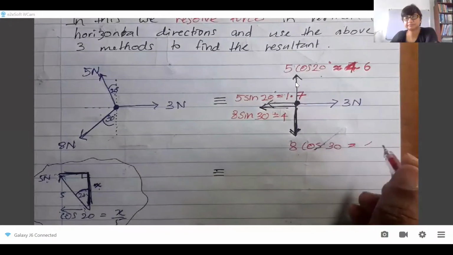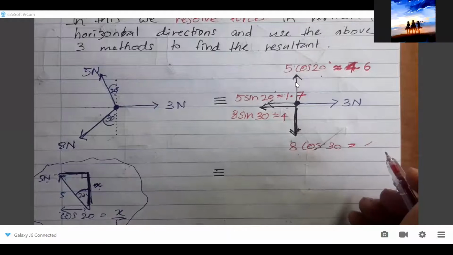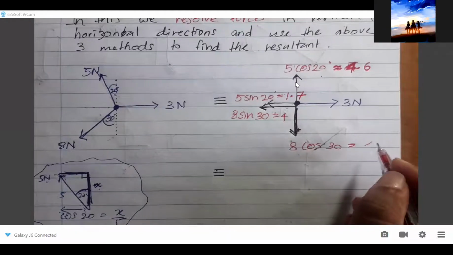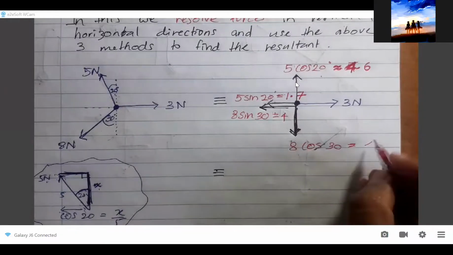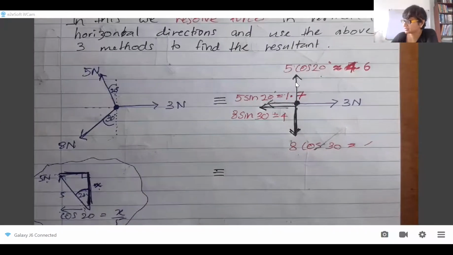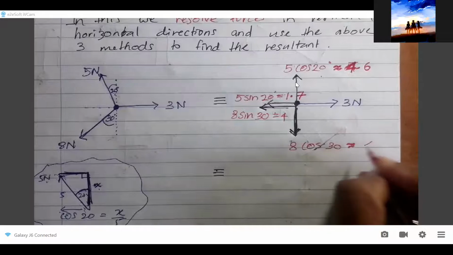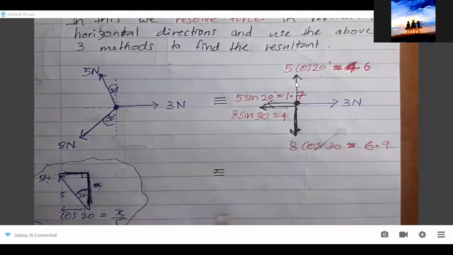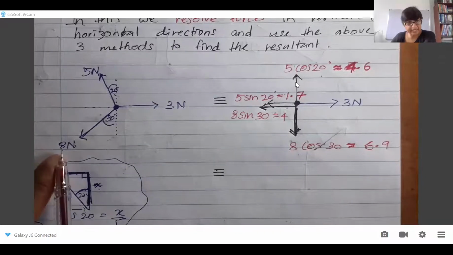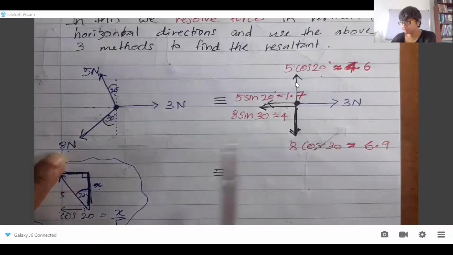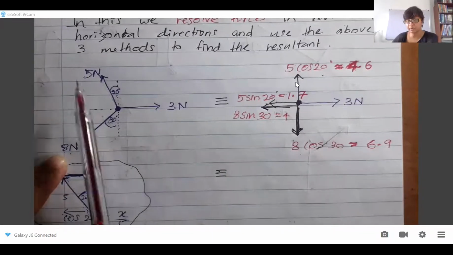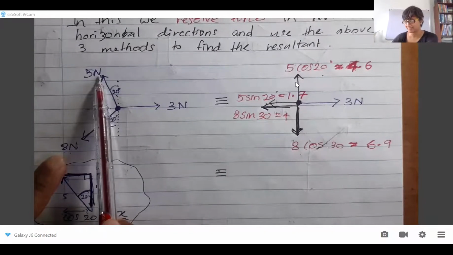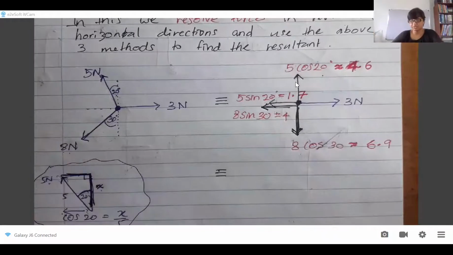Okay. What is this? 8 cos 30. That would mean that is 4 root 3. Give me to one decimal place. Okay, then 6.9. Do you see the components of 8 should be less than 8? It's 4 and 6.9. The components of 5 must be less than 5 because they combined into 5.